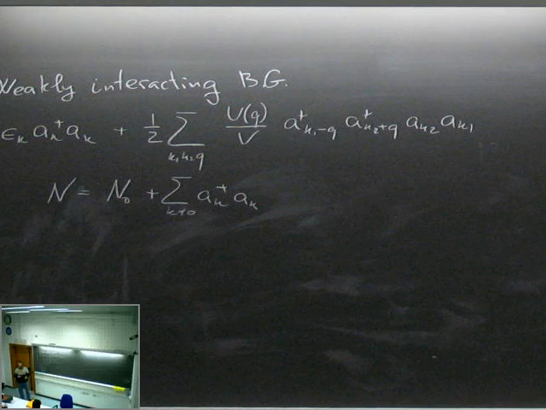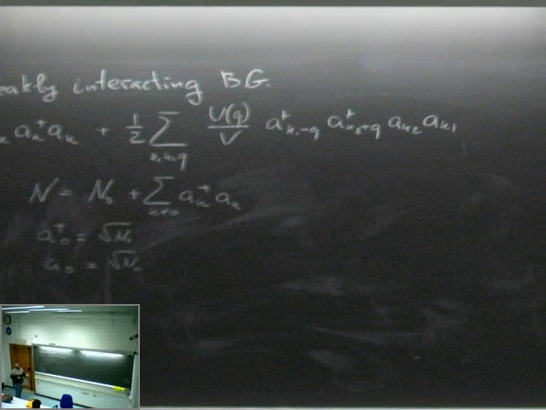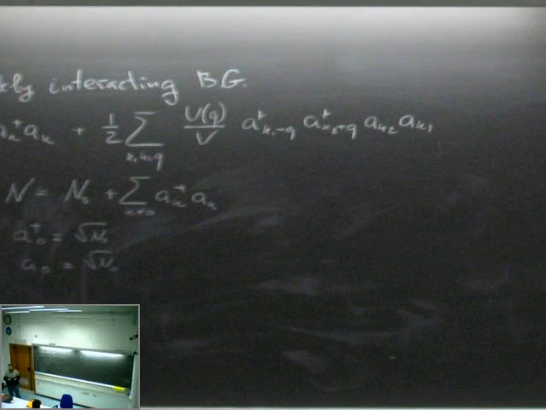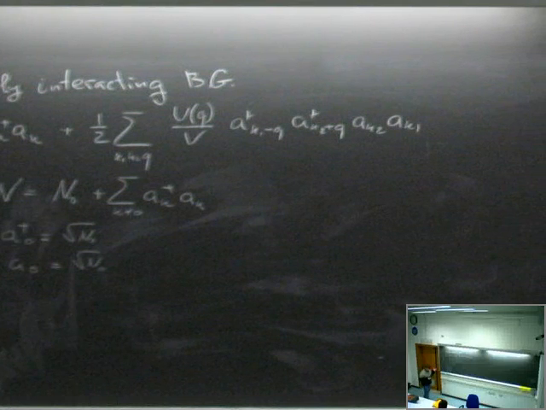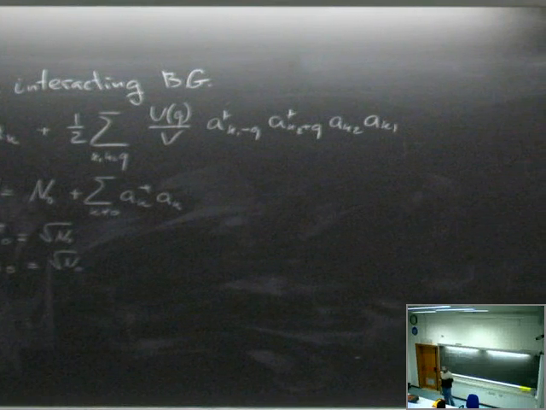You may ask me, what about 1? In one case, we should say that the eigenvalue is n naught plus 1, but as I said, n naught is a macroscopically large number, 10 to the 23, and we don't care about 1 compared to 10 to the 23.